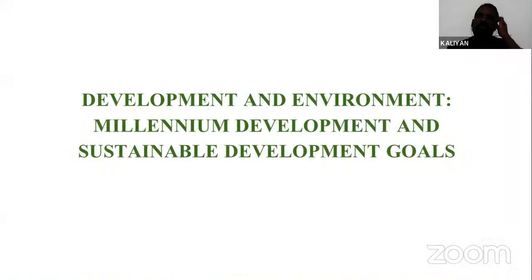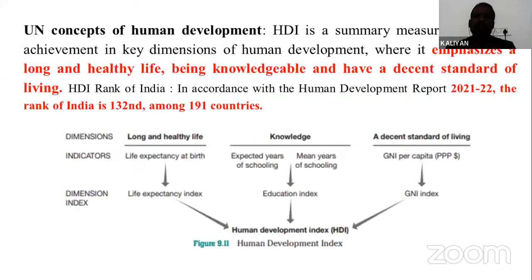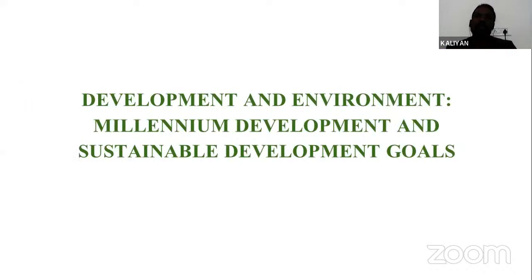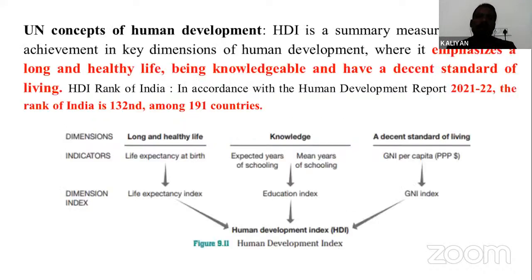Next is development and environment: Millennium Development and sustainable development. The United Nations gave the concept of human development. It measures the achievement in the key dimensions of human development: a long and healthy life, being knowledgeable in the education sector, and having a decent standard of living.